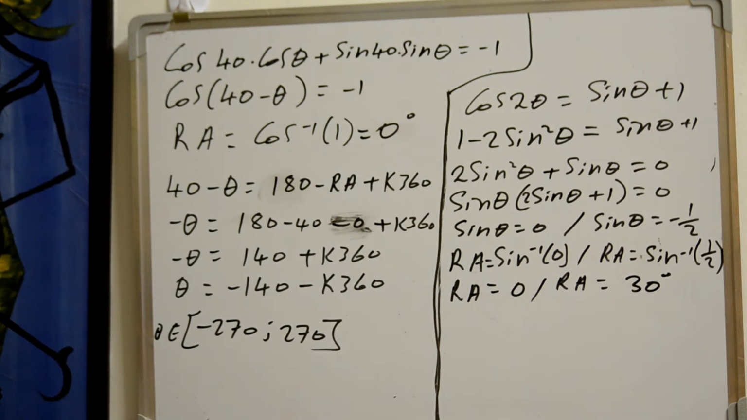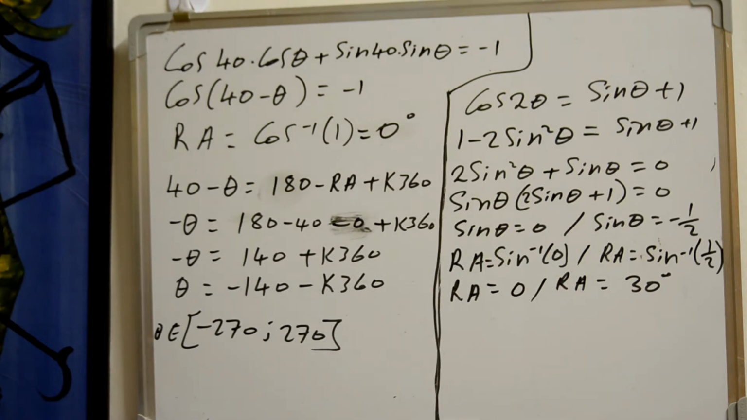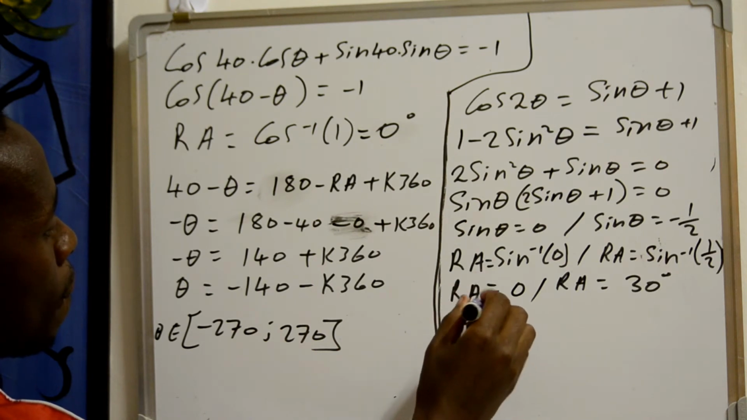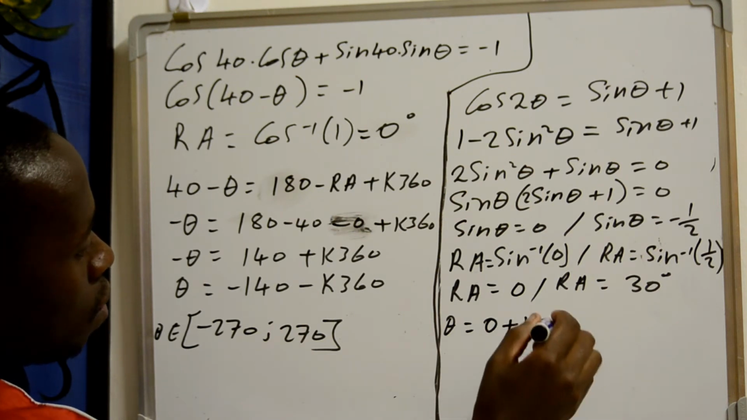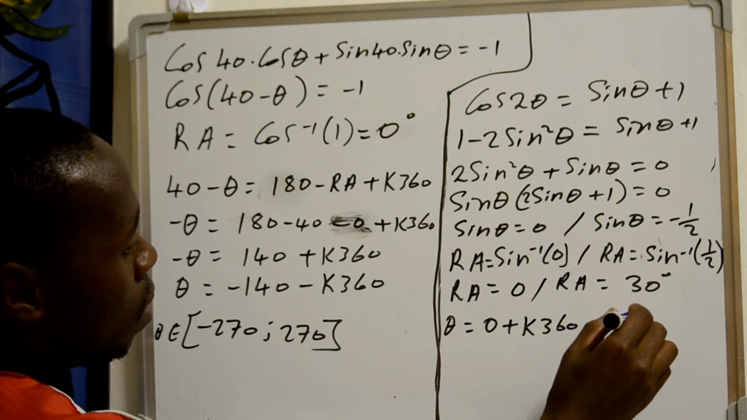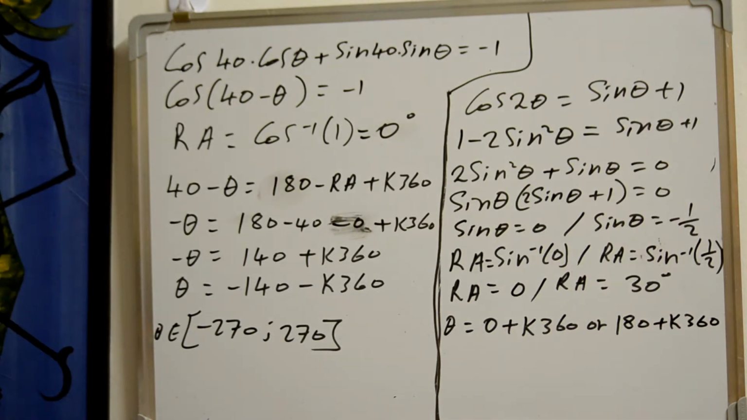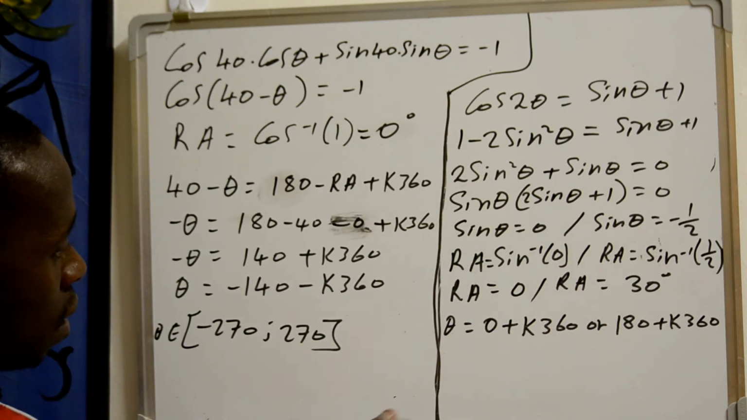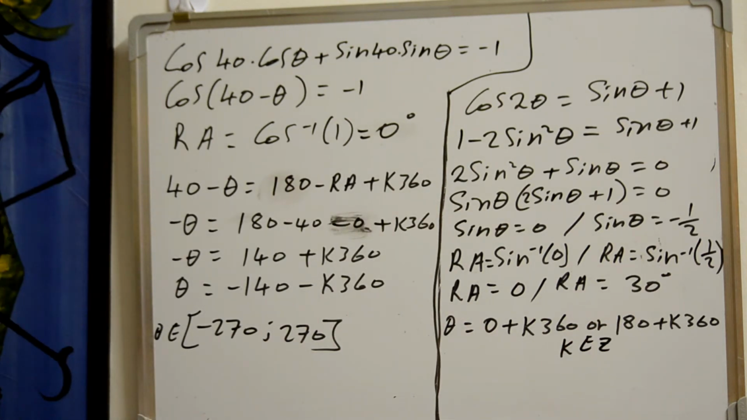Then go straight to this one. Your sin is positive, so the general solution is θ equals the reference angle, which is 0, plus k360, or 180 degrees plus k360, because sin is positive there. So it is 0 plus k360 or 180 plus k360, k an element of the integers. This is a 1 mark question.